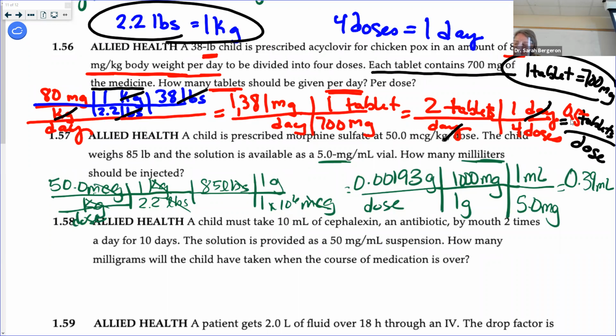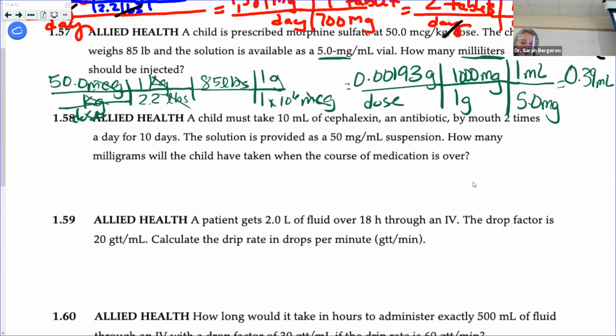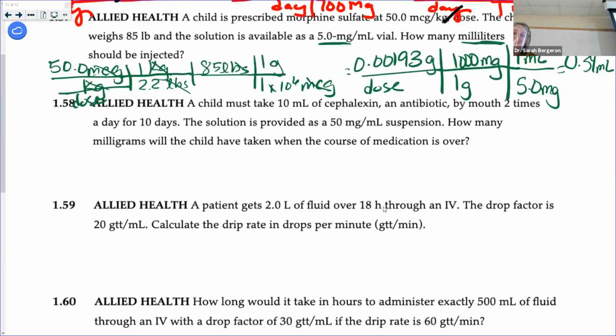All right, let's try another one. It's a good thing I gave you a couple like this, right? Okay, a child must take 10 milliliters of, I just say a medicine because it doesn't really matter what it is. It's an antibiotic by mouth 2 times a day for 10 days. The solution is provided as a 50 milligram per milliliter suspension. How many milligrams will the child have taken when the course of medication is over?